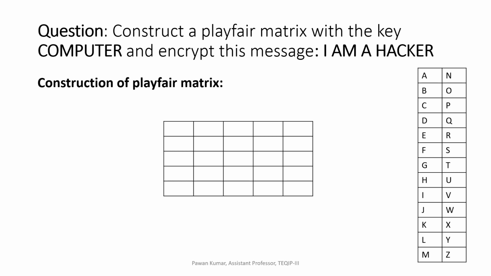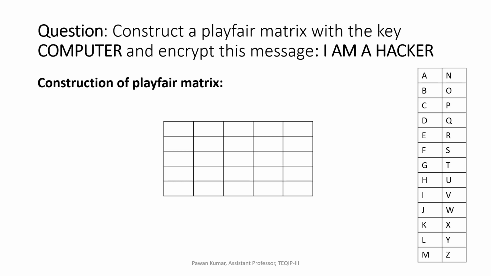I have taken an example: construct a Playfair matrix with the key "computer" and encrypt this message: "I am hacker". That means two things are given here. Computer is the keyword. With the help of this keyword I will construct a Playfair matrix, and using that matrix I have to encrypt the message "I am hacker". First I am going to discuss how to construct the Playfair matrix.